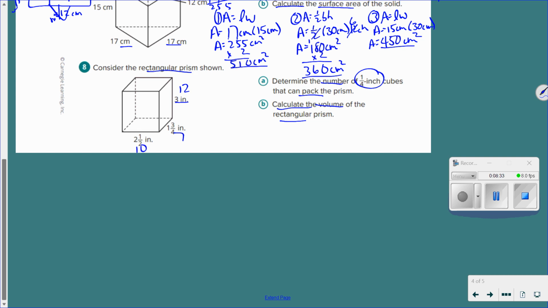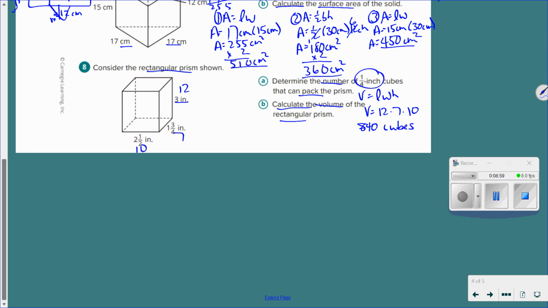Now that I have how many cubes it's going to take to go in each direction, I go back to my volume formula of length, width, height. But now I'm using the number of cubes. So that's going to be 12 cubes times 7 cubes times 10 cubes. So I'm going to do the 12 times 7 gives me 84 times 10 means it's going to be 840 cubes. So it's going to be 840 of those 1/4 inch cubes.